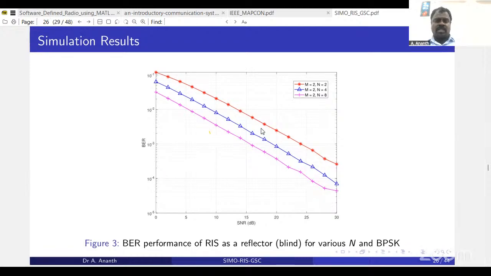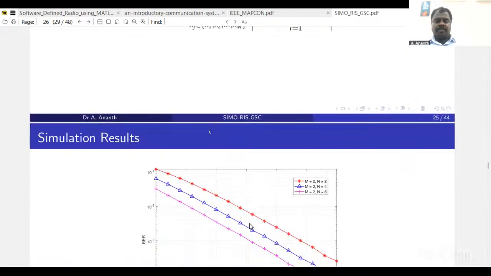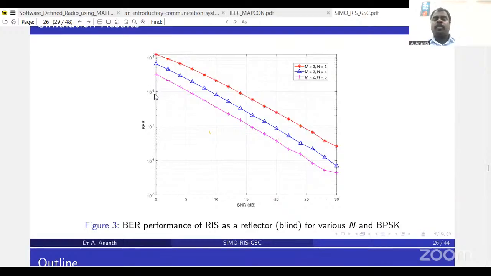The other observation is, if you compare intelligent and blind, at 0 dB, for N equal to 8, it is somewhere closer to 10 to the power minus 5, whereas here at 0 dB it is somewhere between 10 to the power minus 1 and 10 to the power minus 2. This means that when your reconfigurable surface is intelligent, your performance is much better compared to the blind one. Again, it comes with certain complexity. Intelligent means you need to give some power, you need to estimate the phase by which the signal is received and reflected, and some kind of phase cancellation or phase adjustment has to happen in intelligent mode.